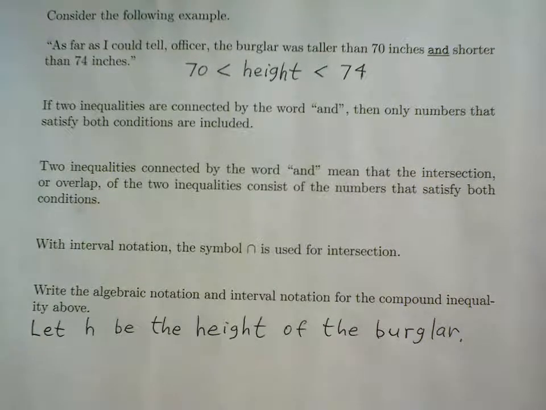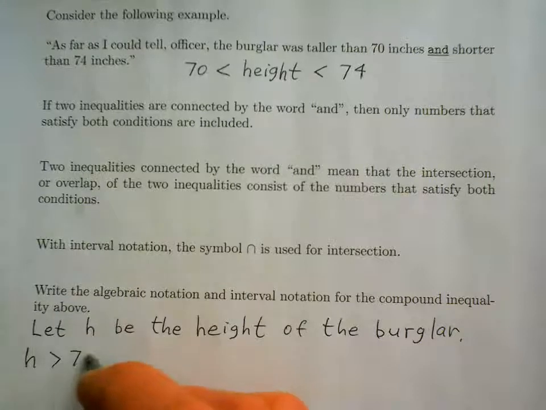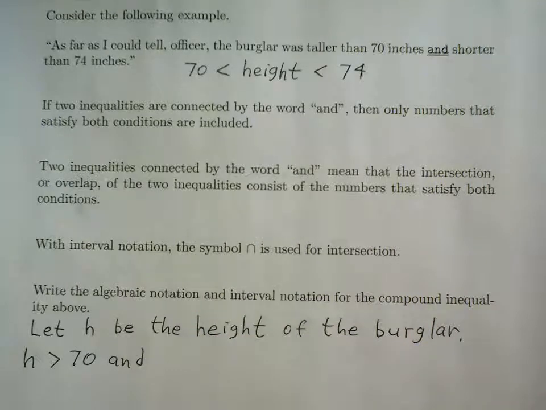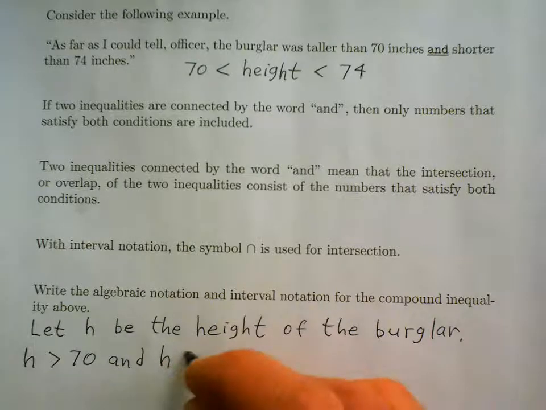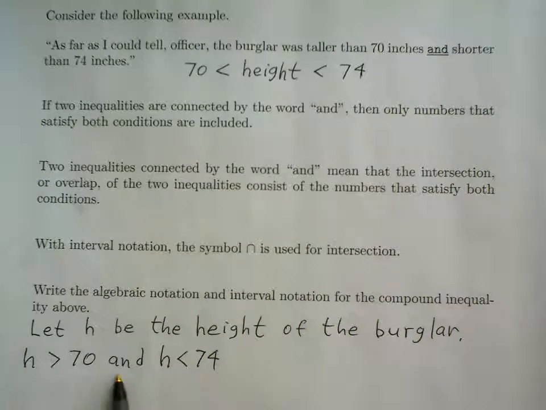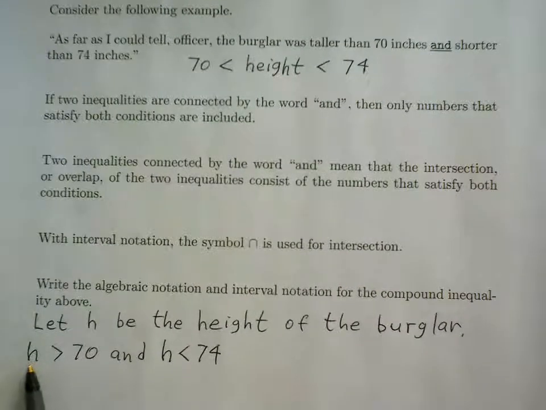Well, the height was taller than 70 inches. So we could start by saying h is greater than 70 and shorter than 74. So h is greater than 70 and h is less than 74. Remember that the word and means that the height has to satisfy two conditions at the same time. One is h is greater than 70. The other condition is h is less than 74.